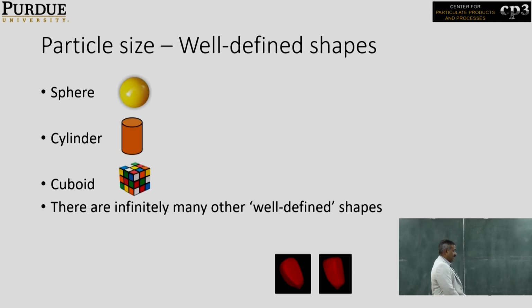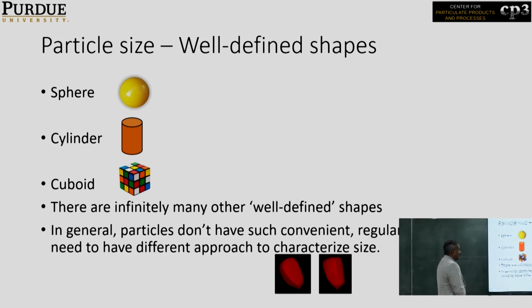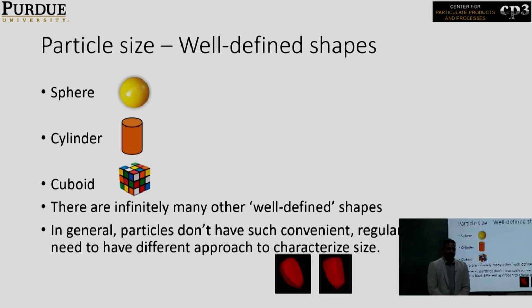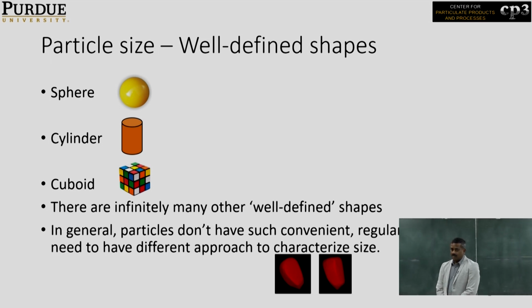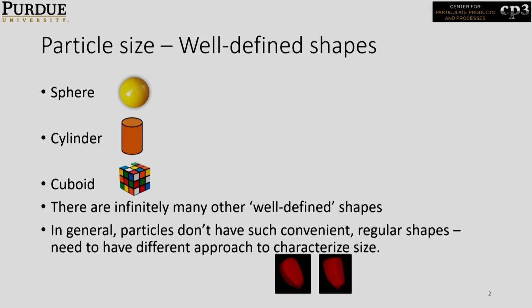But unfortunately, in ag systems, we are not dealing with regular shapes, right? You take any kind of agricultural material, it is never a regular shape or regular size. Take anything, from soil to any product, their sizes are completely different. We always get a distribution, right? And their shapes are also not uniform. That makes it very complicated to characterize the size, right?